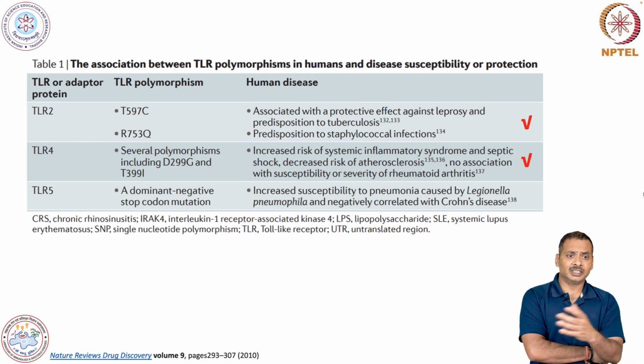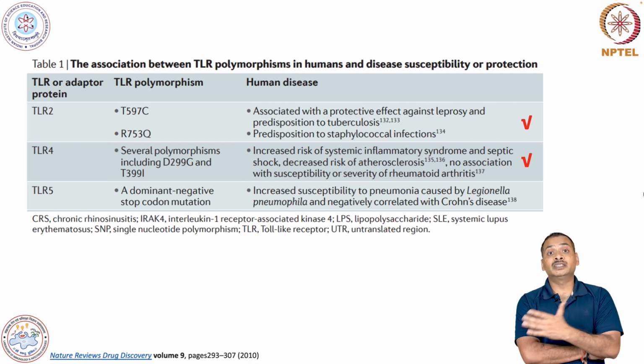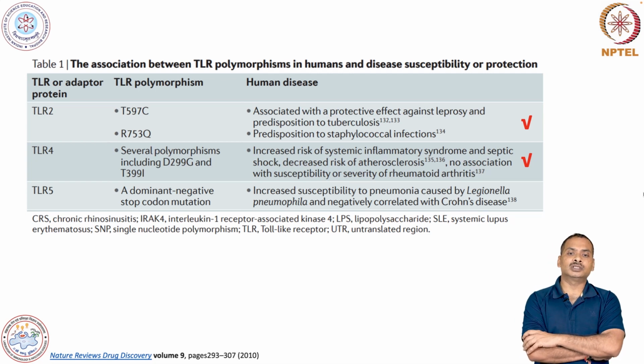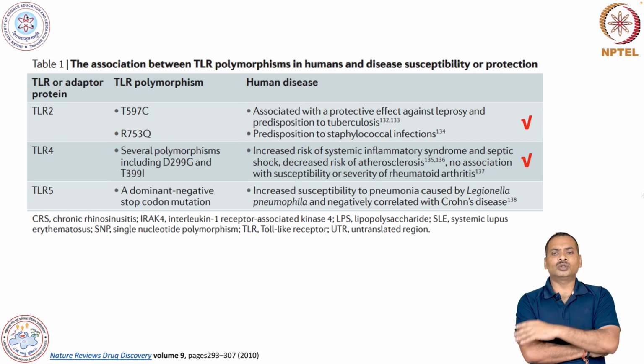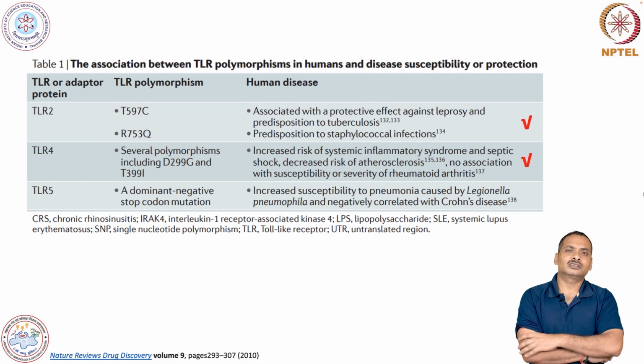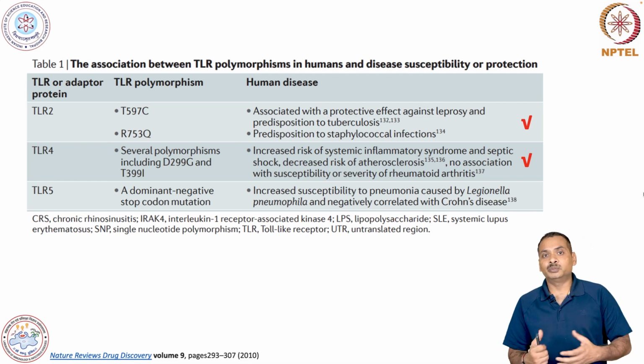Okay. There is TLR5, a dominant negative stop codon mutation that will basically increase the susceptibility to pneumonia caused by Legionella pneumophila, and is negatively correlated with Crohn's disease. Crohn's disease, if you remember, is an inflammatory bowel disease.